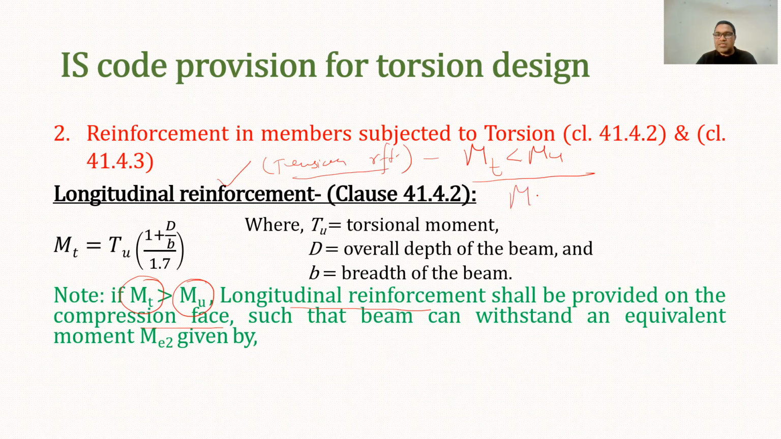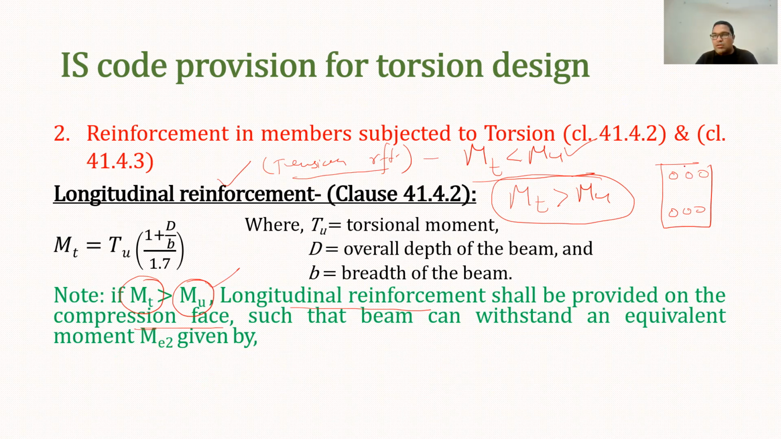If by chance MT is more than MU, in that case we have to provide reinforcement on the compression face also. So if this is the beam, this is the tension reinforcement for this case, and we have to provide compression reinforcement if this case occurs. That is what this green statement is explaining.